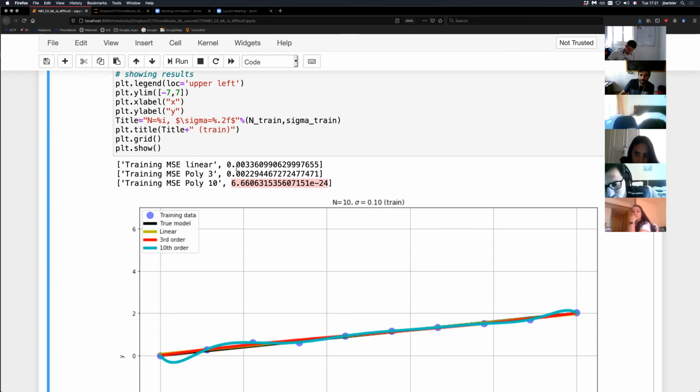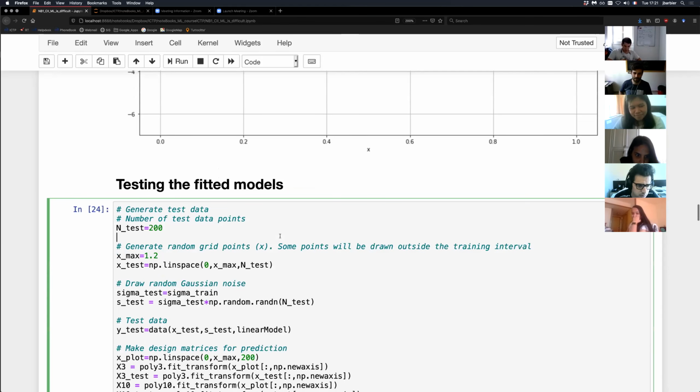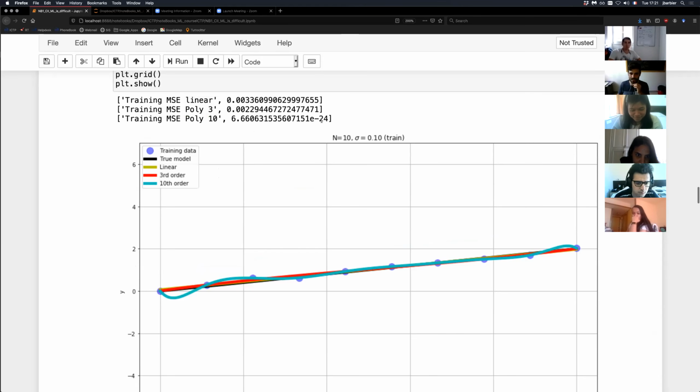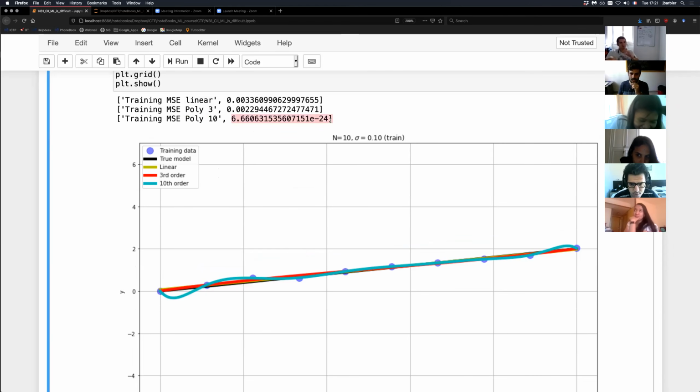And we also see something that may look weird, but that's actually the case. The linear model gives a worse training error than the polynomial of order 3, even though the true model is linear in this case. Now let's see what happens on the test data. What do you expect? Which one should be the best, given that the training error is 0 for the 10th order polynomial? Do you have a guess?